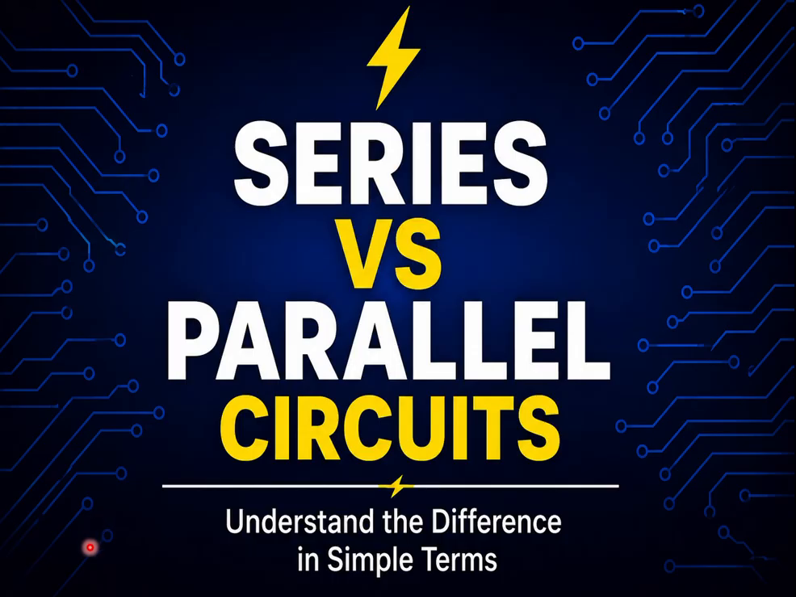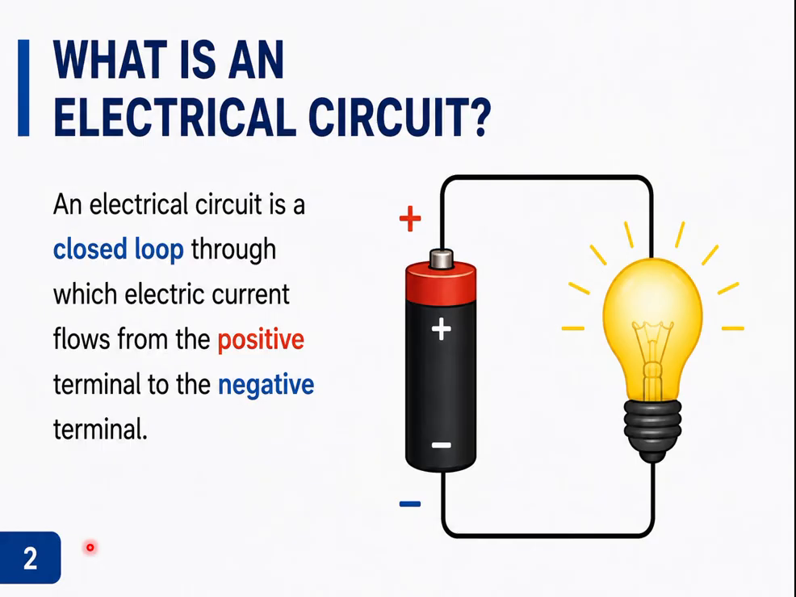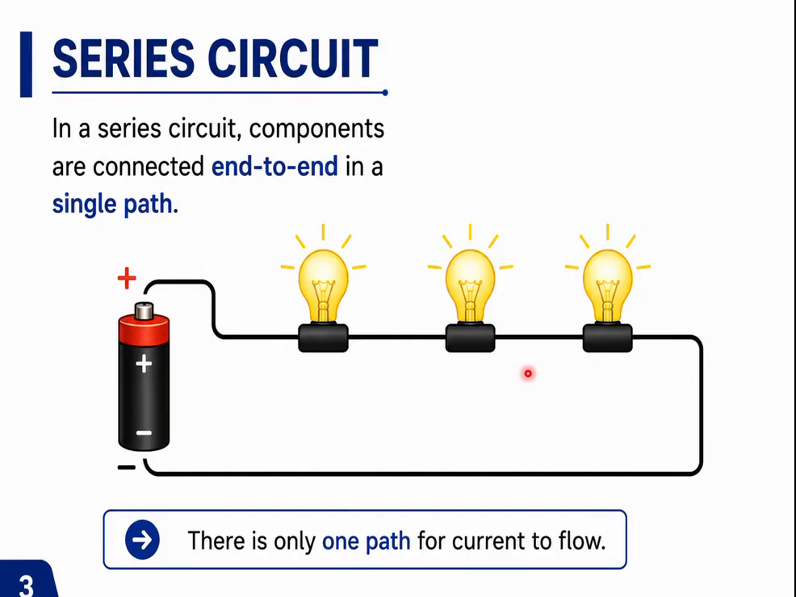I'll be talking about series versus parallel circuits, so we can understand the difference in very simple terms. So first, what is an electrical circuit? An electrical circuit is a closed loop through which electric current flows from the positive terminal to the negative terminal. As you can see, here is a positive terminal, here is a negative terminal. Once current goes through a load and comes back, that is a closed loop. So this is an electrical circuit.